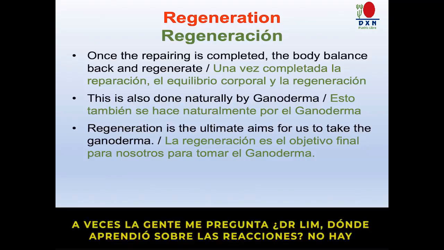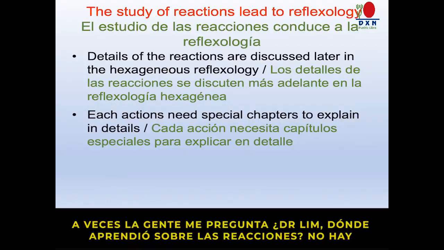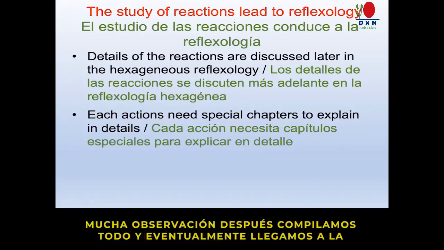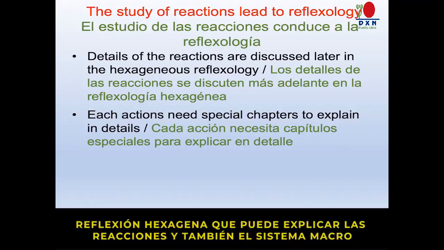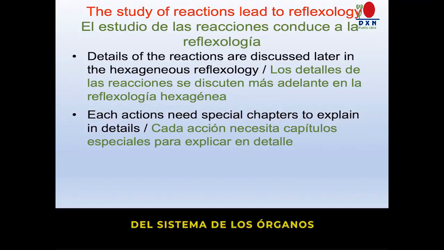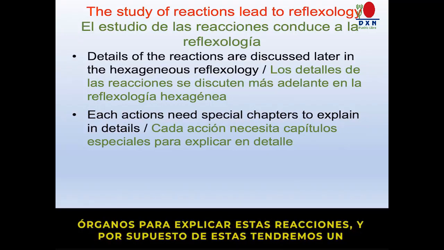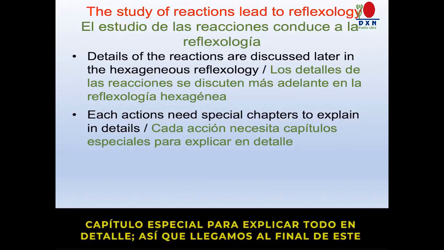Sometimes people ask me, Dr. Lim, where did you learn all these reactions? There are no books on that. Actually, our knowledge of the reactions comes through a lot of observation. Then we compile the whole thing, and eventually we discovered this hexagenous reflexology that can explain the reactions, and also the macro organ system. So these are the two major theories, hexagenous reflexology and organ theory, to explain these reactions. And of course, all these things need a special chapter to explain in great detail.